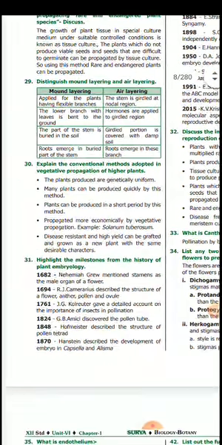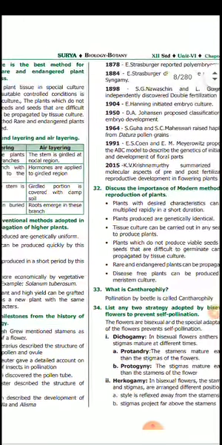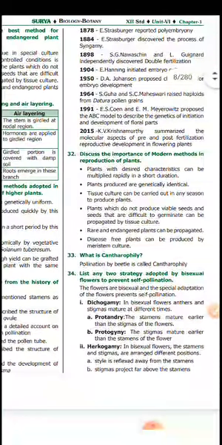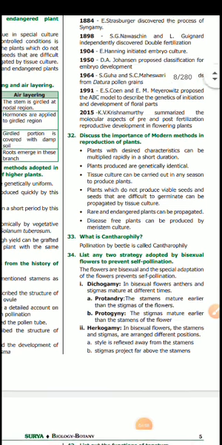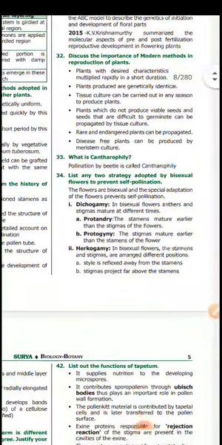From the highlights of the milestones in the history of plant embryology, it is very important: 1682, 94, 71, 24, 48, 70 and 78 up to 2015. You can study this. Discuss the important modern methods in the reproduction of plants. Multiple plants can be produced rapidly in a short duration, genetically identical plants can be produced, plants that are difficult to germinate can be propagated, and rare and endangered plants can be propagated. Disease-free plants can be produced by meristem culture. So these are important.